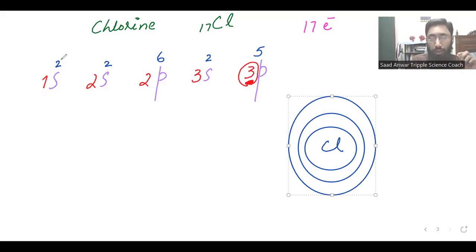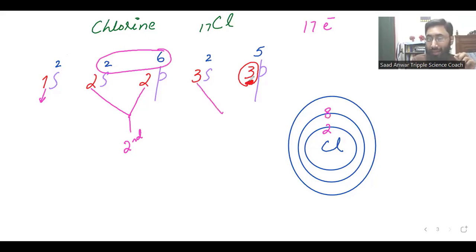And here in the first shell, I will put 2 electrons, this 2 and this 2. That makes the second shell. And in the second shell, I will put 6 electrons, this 3 and that 3. That makes the third shell. In the third shell, I will put 7 electrons. Okay.